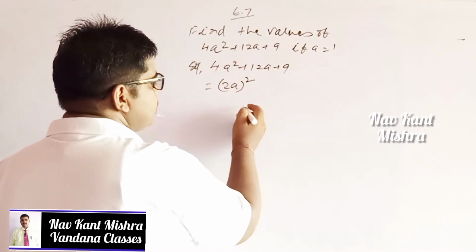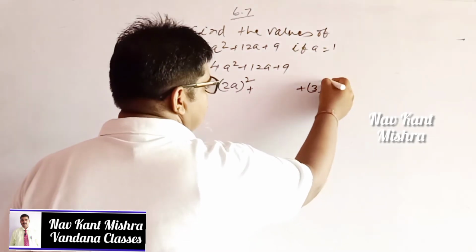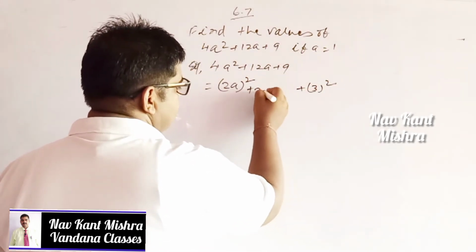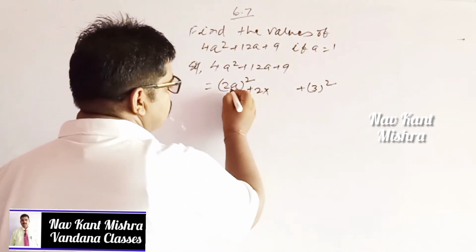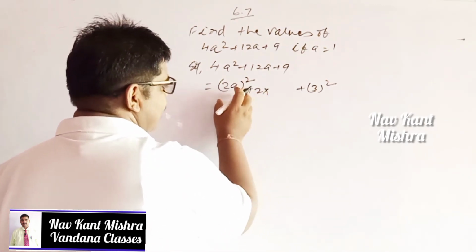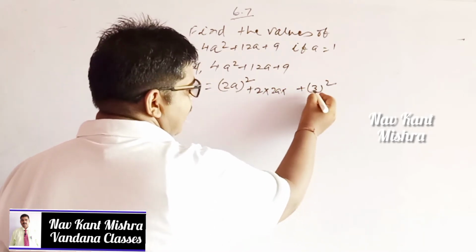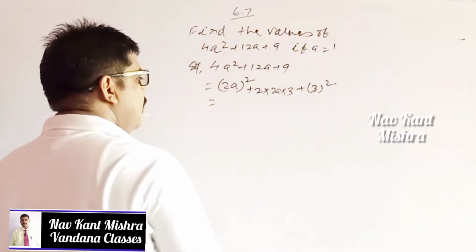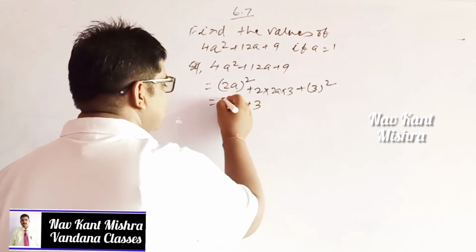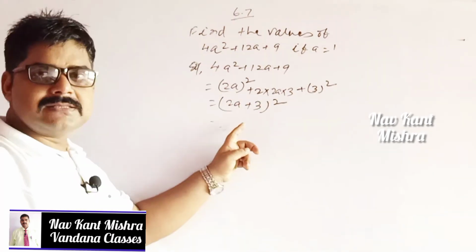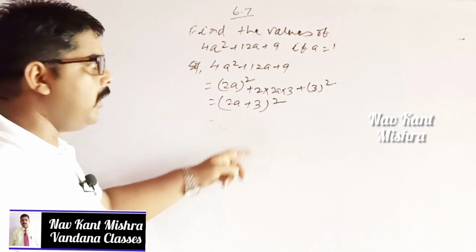4a square can be written as (2a) square, plus 9 can be written as 3 whole square, and 2ab. You have to arrange it in this form. So 2 into the value of a, and 2a into the value of b, which is 3, and this is why now it can be written as (2a plus 3) whole square. This is the rearrangement when you have to convert it into the square form.